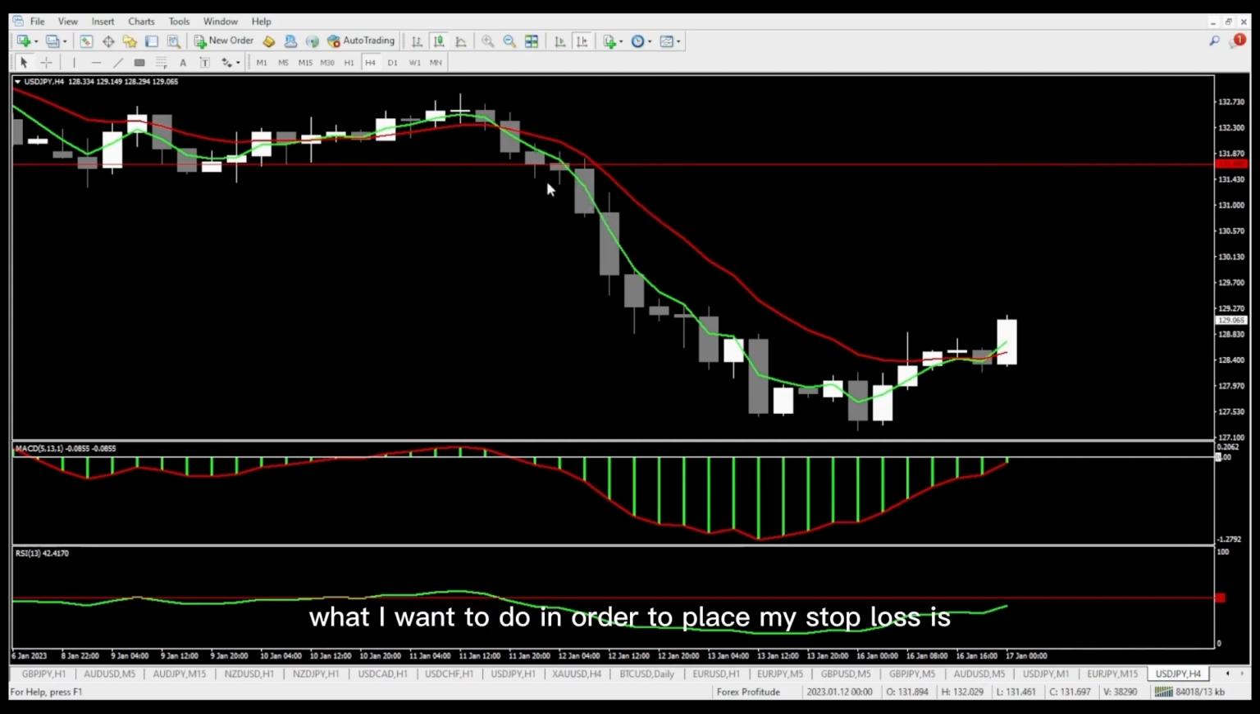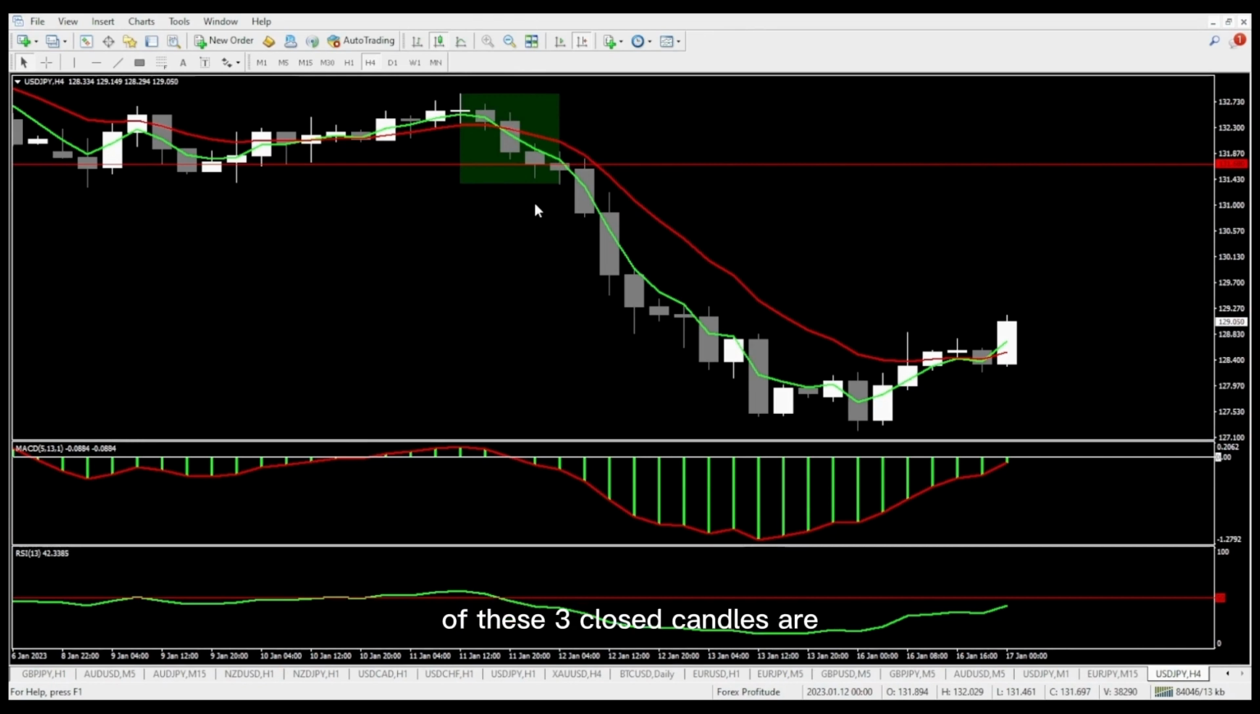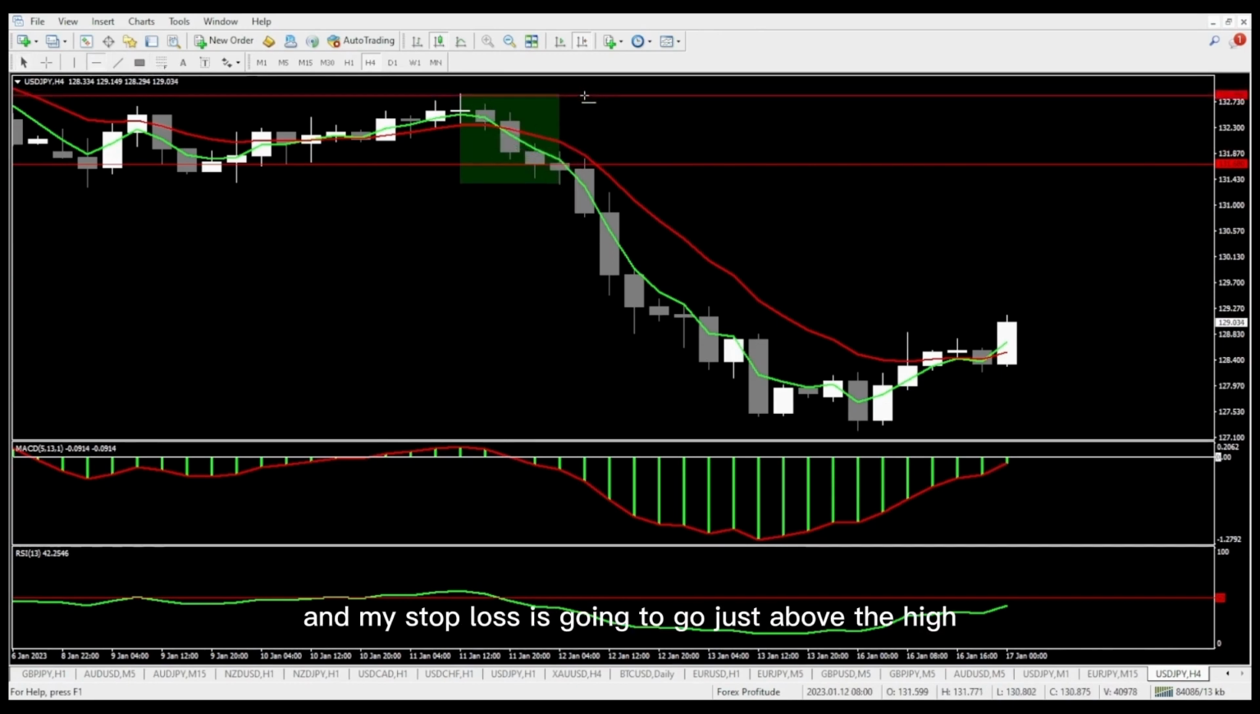What I want to do in order to place my stop loss is count back the last 3 closed candles. So it would be 1, 2, and 3. These 3 candles right here would be the last 3 closed candles. And I want to see what the highest high of these 3 closed candles is, and that is going to be this candle right here, candle number 3, 1, 2, 3. And my stop loss is going to go just above the high of that candle.